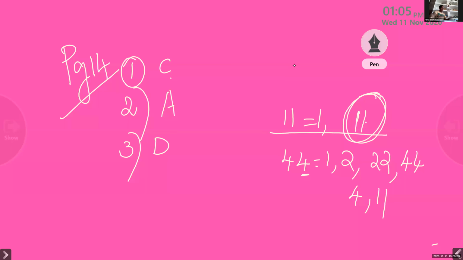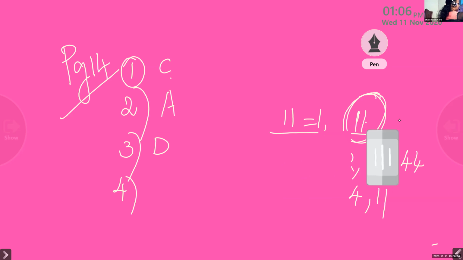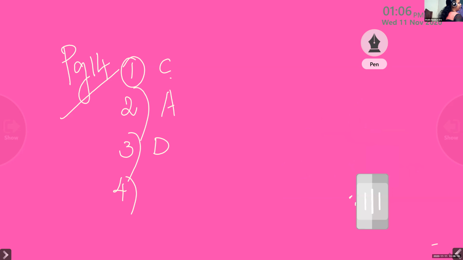Okay. Question number 4. Yes, Isha, can you read question number 4? The reduced form of 12 by 36 is dash. 12 by 36. All the children, you have to take your rough book and do this calculation. 12 divided by 36.